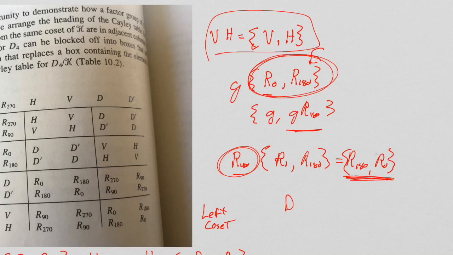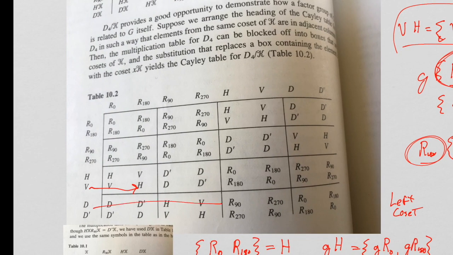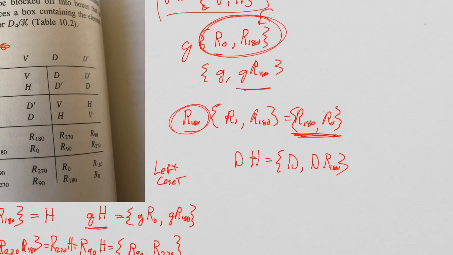What if I did it with D? DH is going to be obviously D and DR180, which I think is D prime. DR180, yeah, it's D prime, right? D to the left of R180. This is the left and this is the right, so DR180 is indexed this way on this table. And that, of course, gives me the other coset of D and D prime.